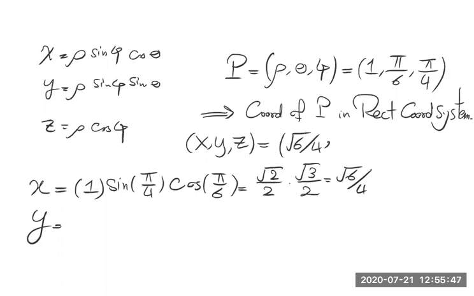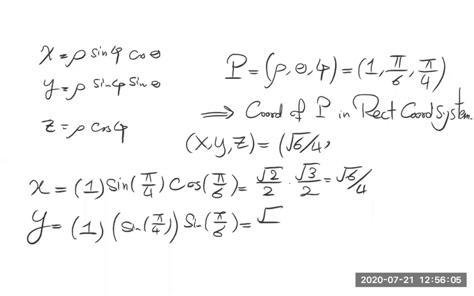What is y? Y is rho, which is 1, times sine of phi, which here is sine of pi over 4, times sine of theta, which is sine of pi over 6. Well, sine of pi over 4 is the square root of 2 over 2. Sine of pi over 6 is 1 over 2. So it's going to be square root of 2 over 4.